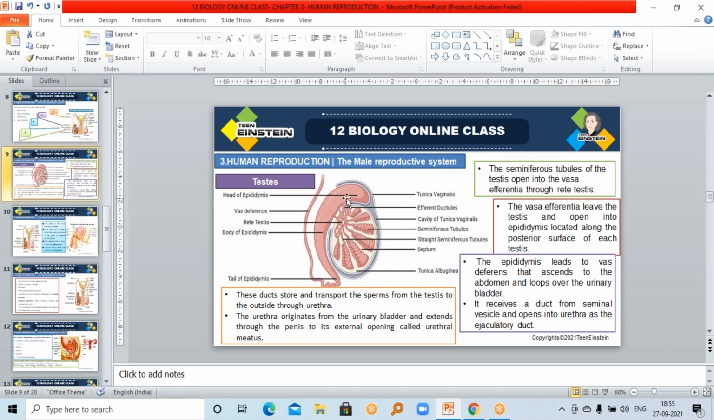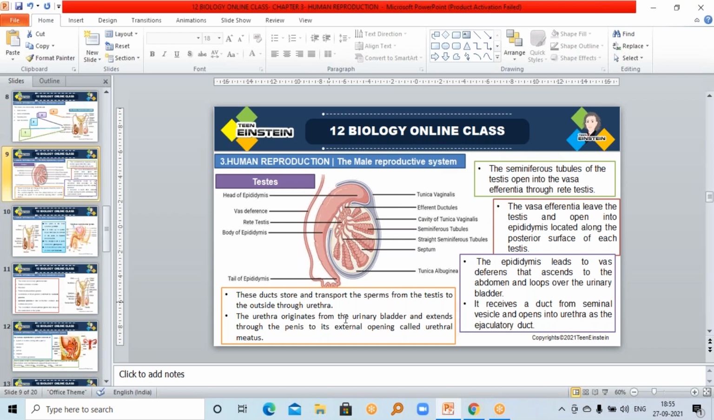So from the seminiferous tubule, the sperm will reach the epididymis, and the epididymis leads to the vas deferens. You can see here, the vas deferens ascends to the abdomen and loops over the urinary bladder. It receives a duct from the seminal vesicle and opens into the urethra as the ejaculatory duct.